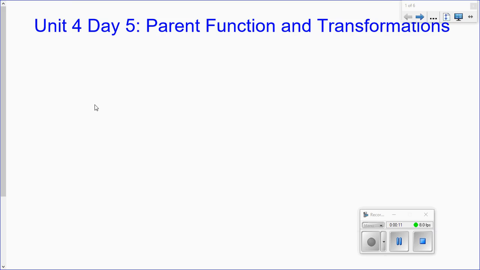Okay, so we're going to start day 5 of Unit 4, which is talking about parent functions and the transformations of parent functions. So let's go ahead and get started.